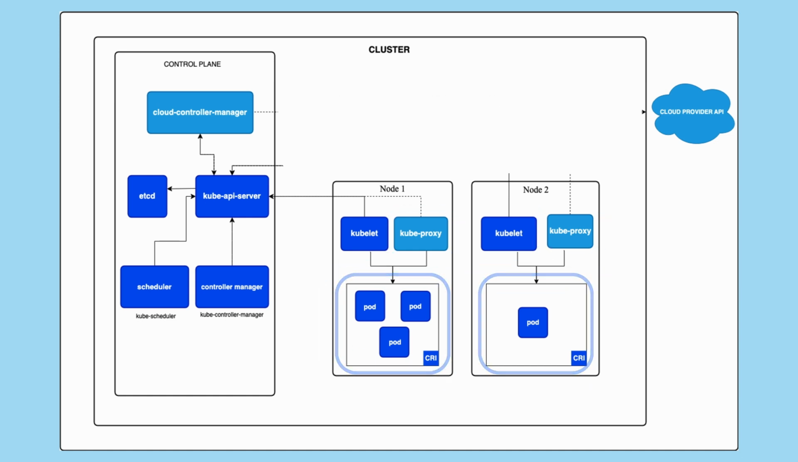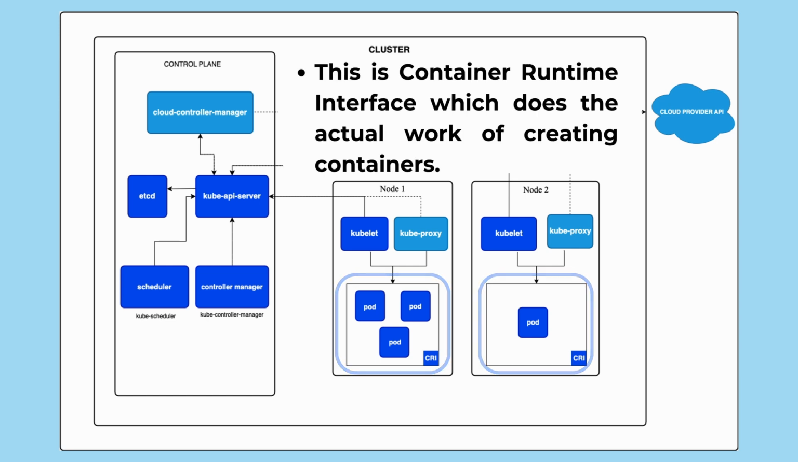CRI or Container Runtime Interface. CRI is the one which does the actual work of creating the container. This is the employee that does the real execution of the work. For example, Docker is a container runtime engine. Kubernetes supports container runtime engines like Containerd, CRI-O, etc.